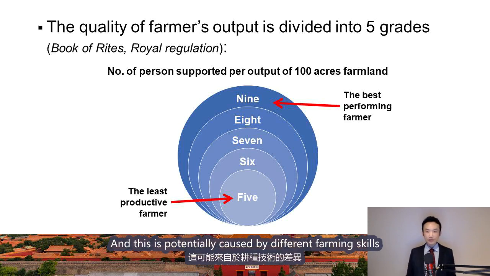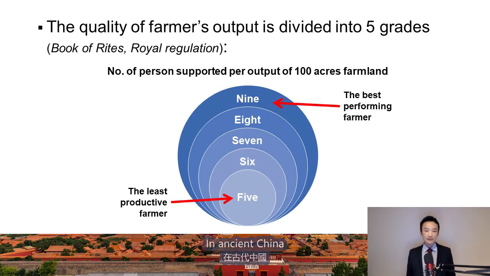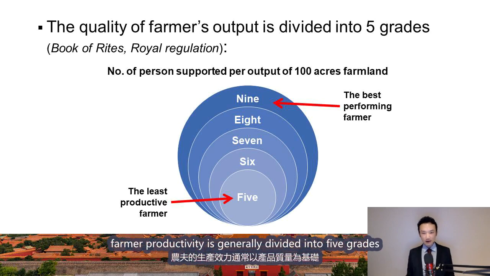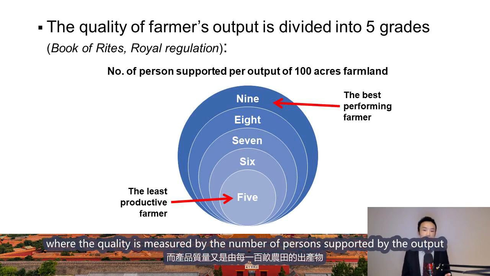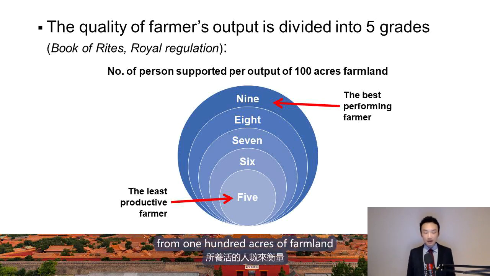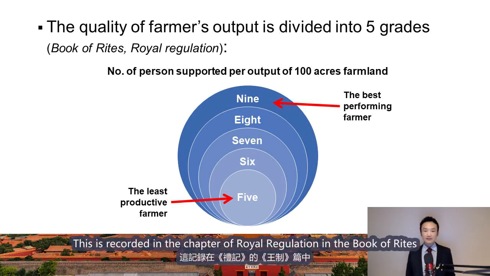Now, even among professional farmers themselves, the quantity of output is also different. And this is potentially caused by different farming skills, the quality of the land, or the quality of farming facilities. In ancient China, farmer productivity is generally divided into 5 grades based on the quality of their output, where the quality is measured by the number of persons supported by the output from 100 acres of farmland. It's a very interesting measurement. Now, this is recorded in the chapter of rural regulation in the Book of Rights.